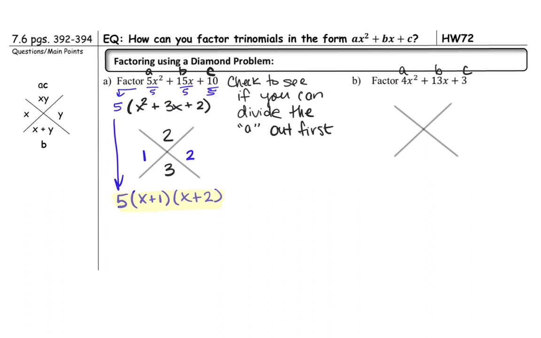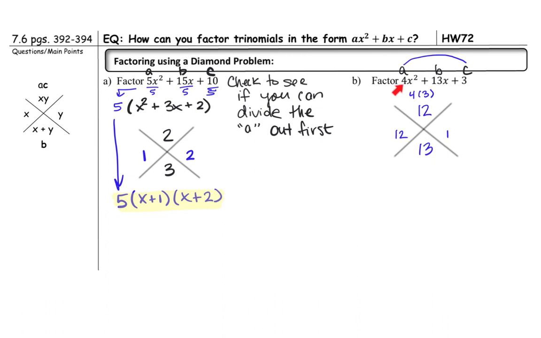When you have a coefficient, you are going to multiply the A and the C number, and that goes in this top area. So we're going to put 4 times 3, which is 12, in that top number, and then the bottom number is still the middle number of 13. So just like we've done in the past, we need two numbers that multiply to 12 but add to 13. What are those numbers? Those numbers are 12 and 1.